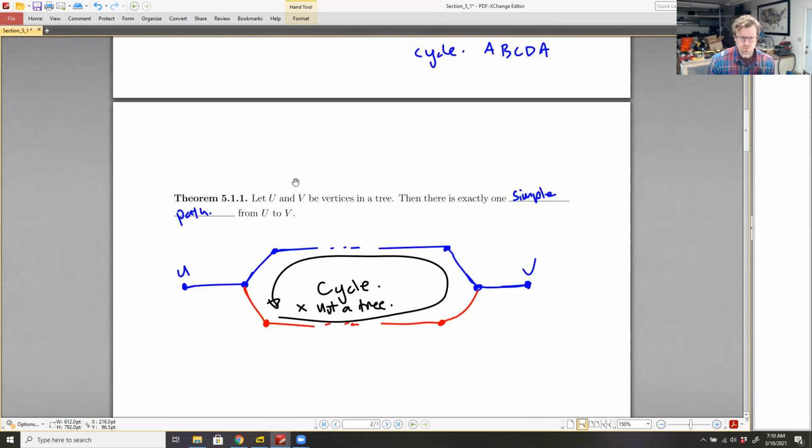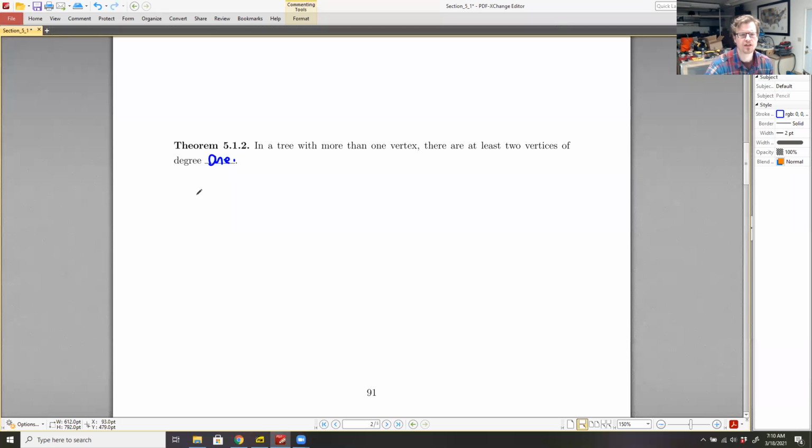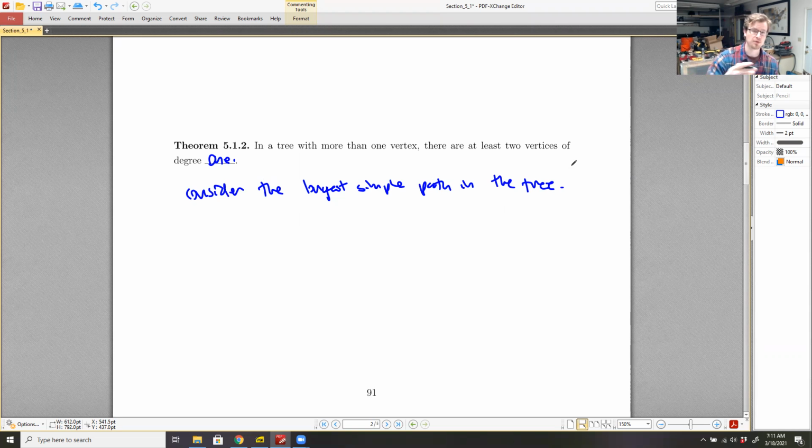Well, what we can do is consider the longest simple path in the tree. And this is possible because a graph is a finite set of vertices. So we're not working with infinite graphs. If I have a finite set of vertices, then I can look at every single pair of vertices and find the simple path between every pair of vertices. Once I find every path, I can just simply say, all right, which one is the longest? Bam.